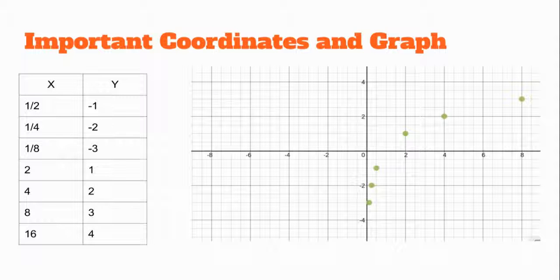The important coordinates in the graph are listed here. Our x values are 1/2, 1/4, 1/8, 2, 4, 8, and 16, and our y values are -1, -2, -3, 1, 2, 3, and 4. And as you can tell, our points are almost touching the y-axis, but they don't.